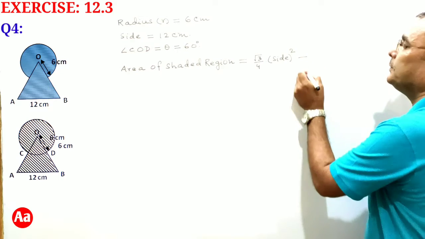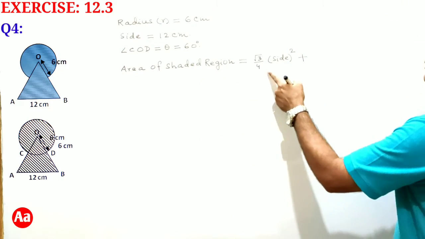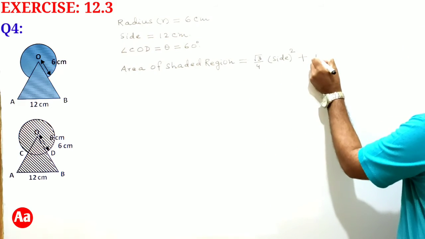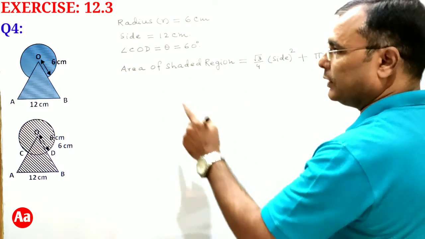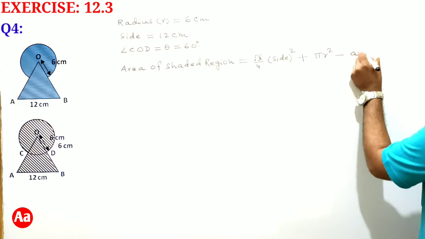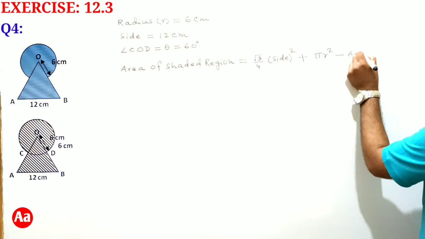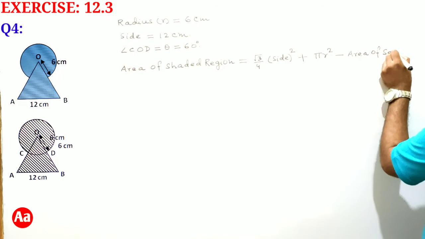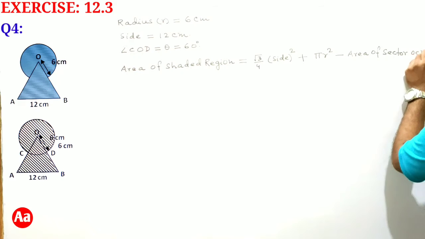So triangle OAB is an equilateral triangle, so this formula we are using, √3/4 into side square, plus pi r square, the area of the circle with center O and radius 6 centimeter, minus area of sector OCD.